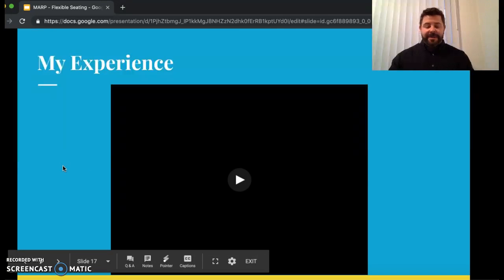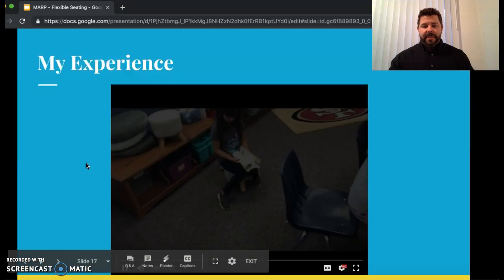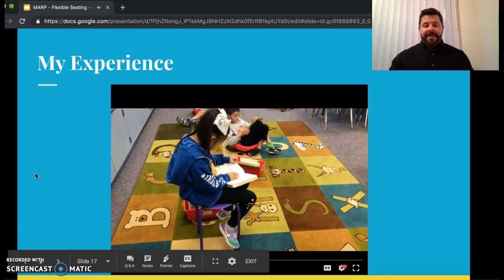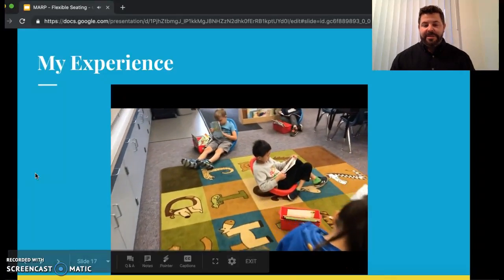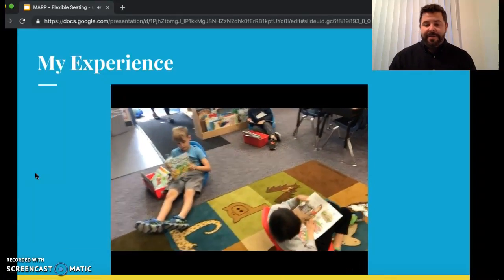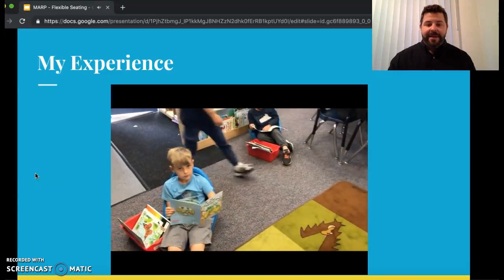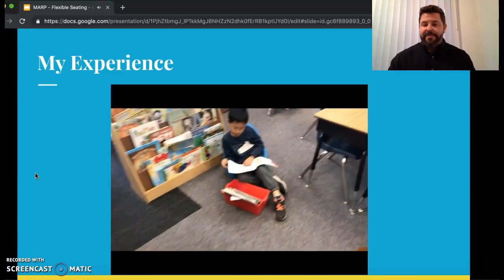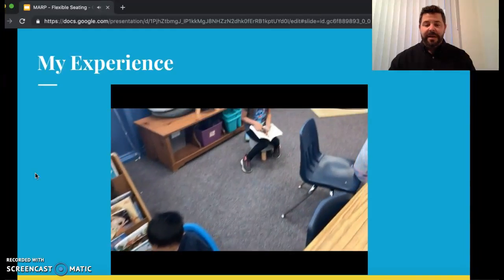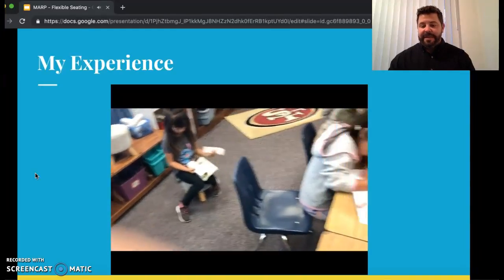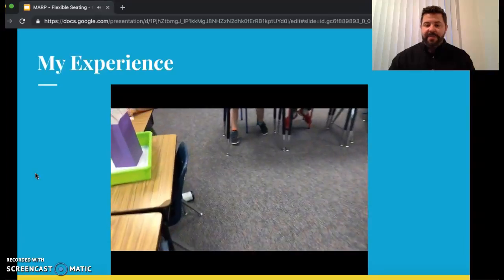So my experience. This is what my classroom looks like. And so as you can see, these are my students during reading time. They're in their scoop rockers, and it's not for all of them. Some choose to sit on their stools, but this is during our reading time. A few students are writing. They're finishing their writing projects.